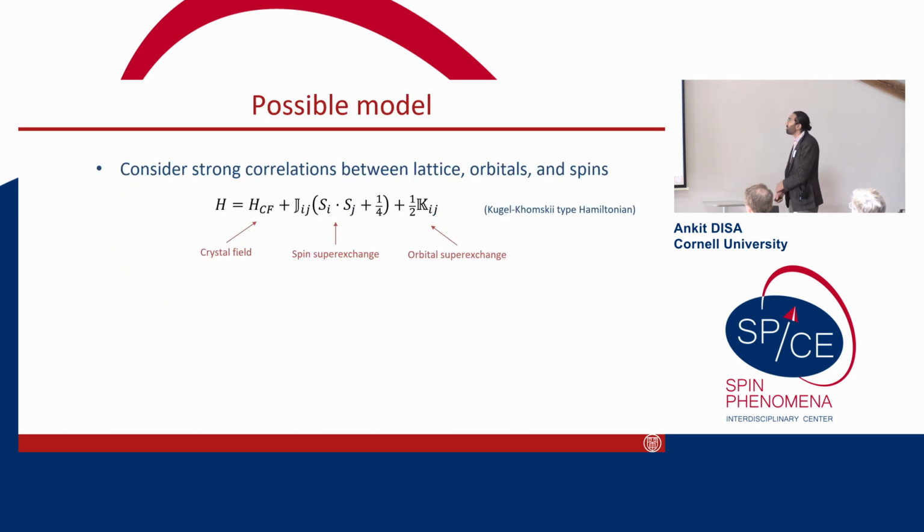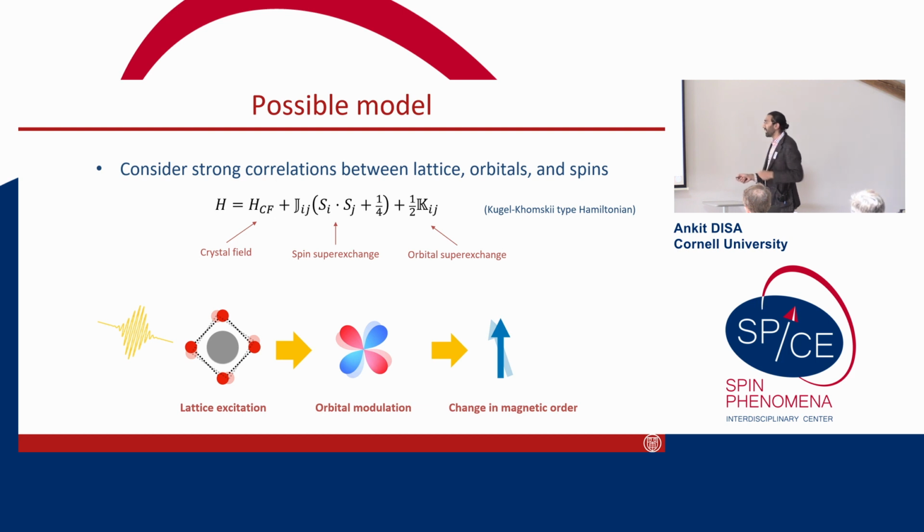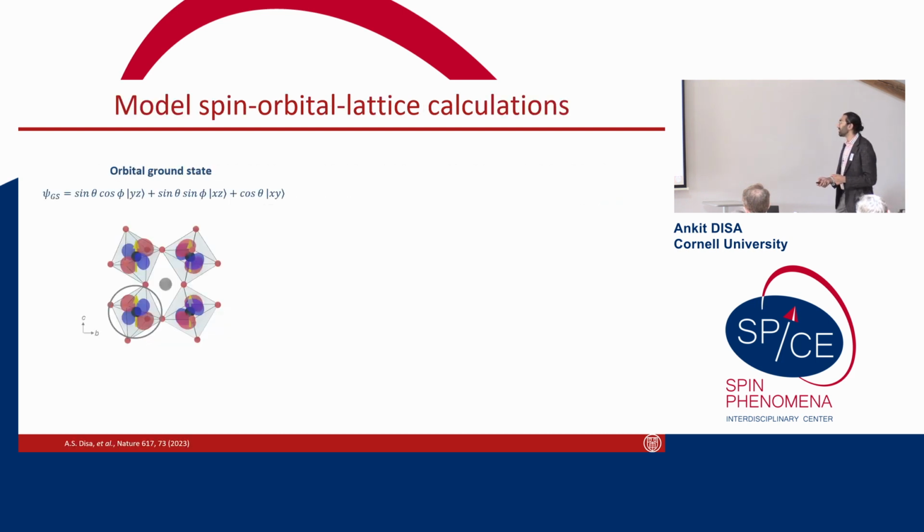Instead, what we think is happening is basically related to this very strong correlation between the lattice, the orbitals, and the spins. And you can understand this in a simplified model which couples these 3 degrees of freedom. I won't go into the details here. Basically, what ends up happening is that when you excite the lattice, this ends up modulating the orbitals and leads to a change in magnetic order as a result of that.